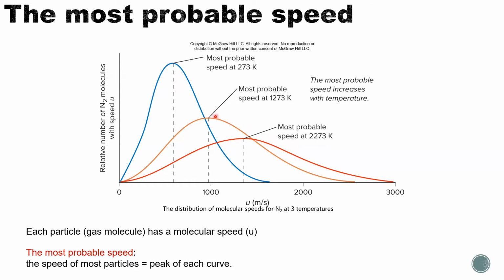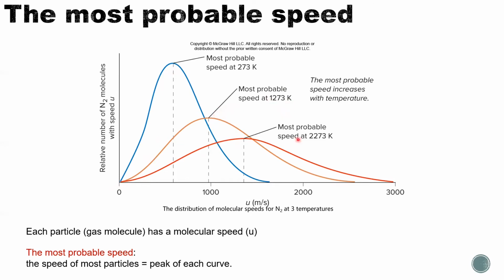Those are the plots taken with the same gas at different temperatures. So when we change from 0 degrees C or 273 Kelvin to a higher temperature, 1273 K, you can see the most probable speed increases. That means the speed of most particles increases. You can understand that everything gets hotter, everything is more energetic, they want to travel at a faster speed. So the whole plot shifts to a higher speed, and also the most probable speed increases.